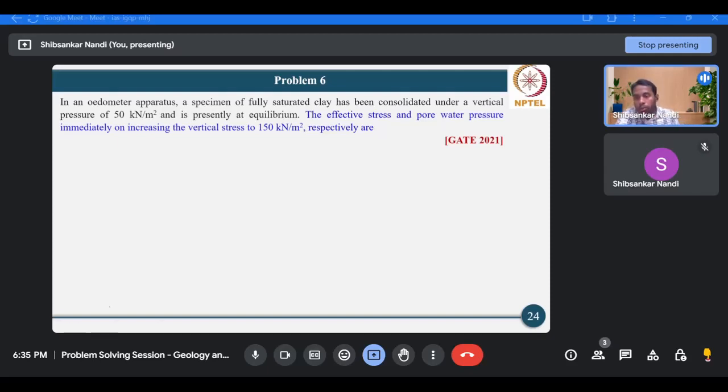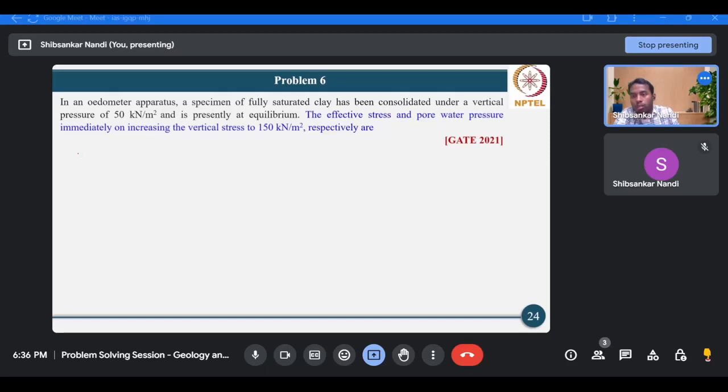For that, you need to answer a few things. For example, when we consolidate a sample, what are the variations in the total stress, effective stress, and the pore water pressure with time? So this is the main concern of this problem. So if you know the variations of all these three pressures with time, then you can easily address this question. Okay. So I am discussing a little bit about this variation.